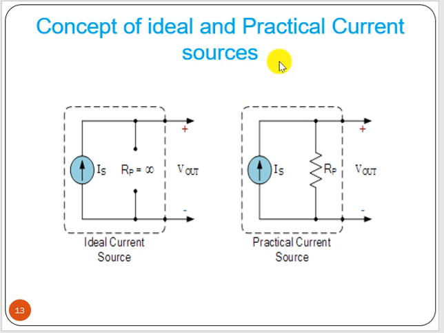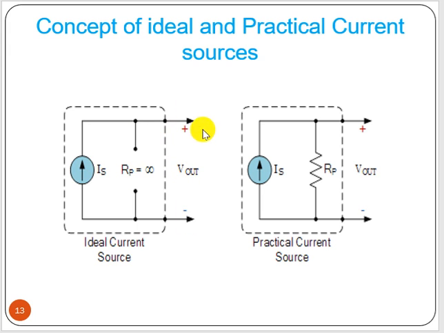Now for practical and ideal current source. For a practical current source, what happens? It has a resistance in parallel with the current source. And for ideal, what happens? This resistance must be equal to infinity. That means there should not be any current flowing through this RP, so all current will be available at the V out point.